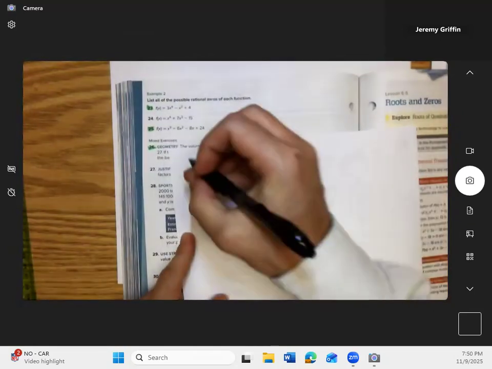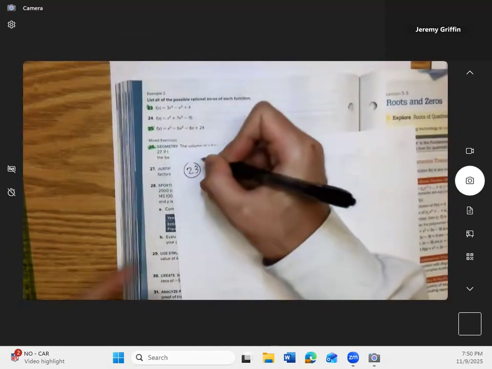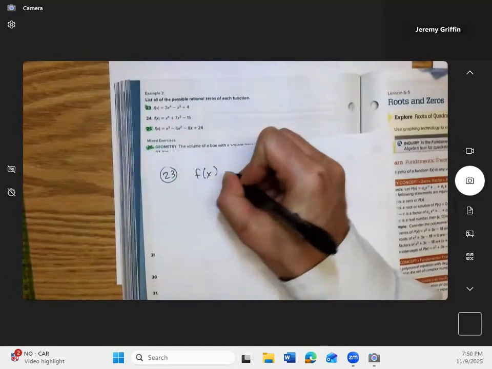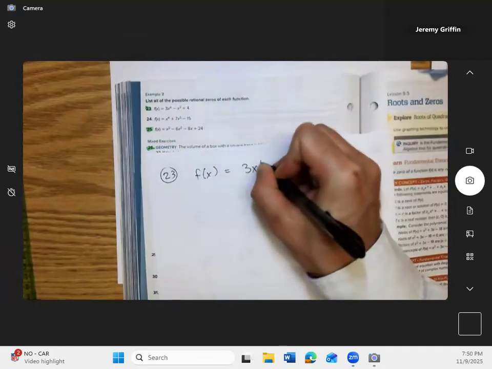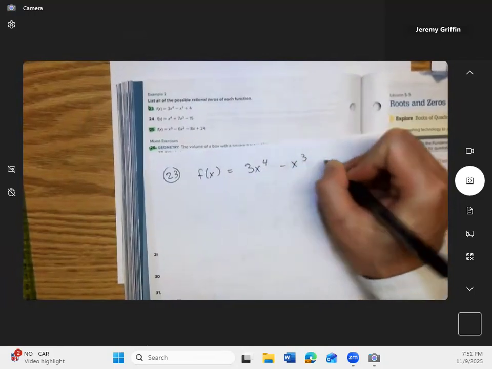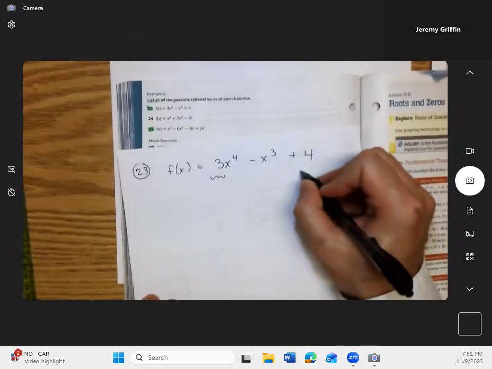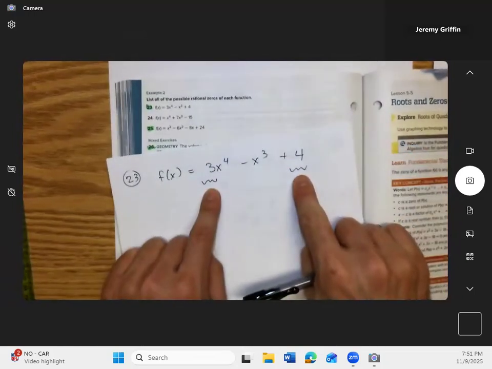All right. Ooh, rational zeros. Okay, so this was the other half of this lesson: what are the potential rational zeros? So number 23 right here. We've got f of x is 3x to the 4 minus x cubed plus 4. Now, all you really need to focus on are these two numbers.